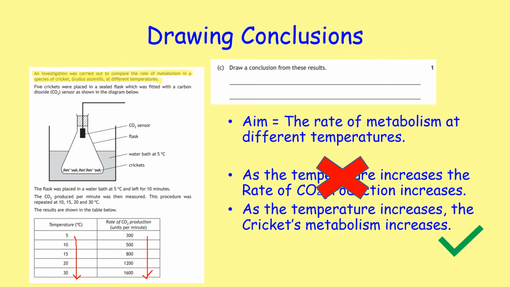Now, some students might do both. They might say, well, as the temperature increases, the rate of carbon dioxide production increases, which means that the rate of metabolism in the cricket is also increasing. And that's absolutely fine because they have also answered the aim. They've used wording from the aim and they've just added in the results there as well, which is perfectly acceptable. So always make sure that in a drawing conclusion question, you identify the aim first, and then you make sure you answer the aim and you use the words from the aim. Okay, so don't be tempted to use how they've measured the dependent variable in your answer.